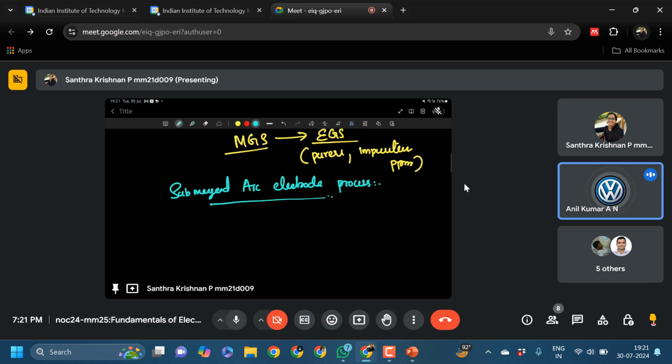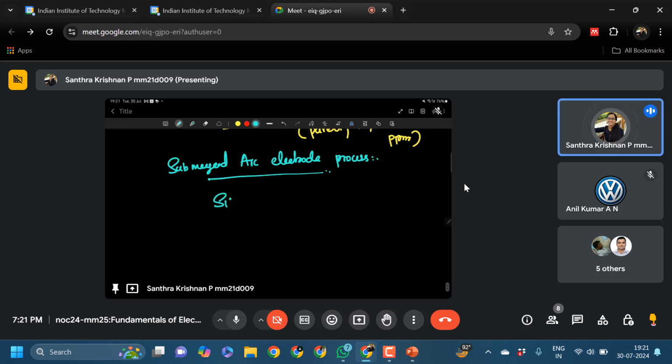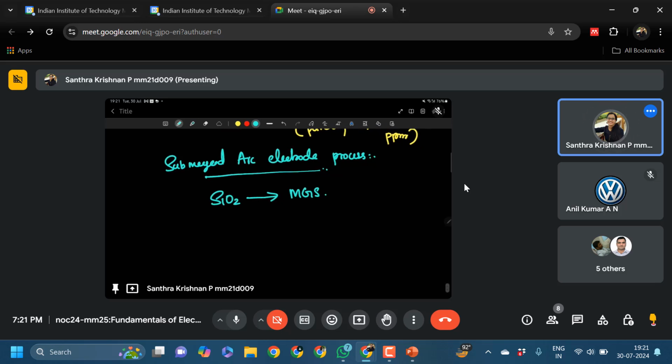Converting SiO2 to MgS. Basically, SiO2 or quartz is converted to MgS. During this process, SiO2 is mined, that is quartz, which we get from quartzite. This SiO2 is then treated with carbon to get silicon carbide, which is then converted into our metallurgical grade Si. It takes place at a very high temperature of about 1600 degrees Celsius and so on.